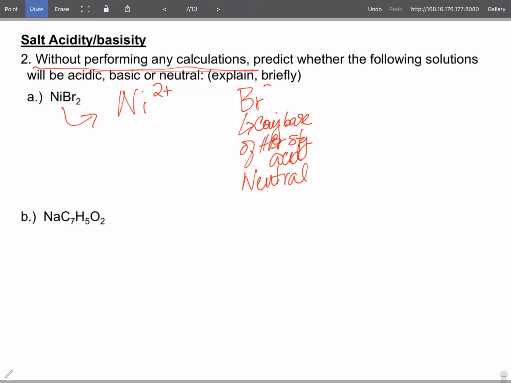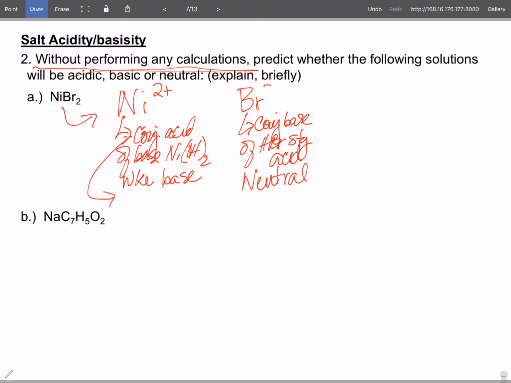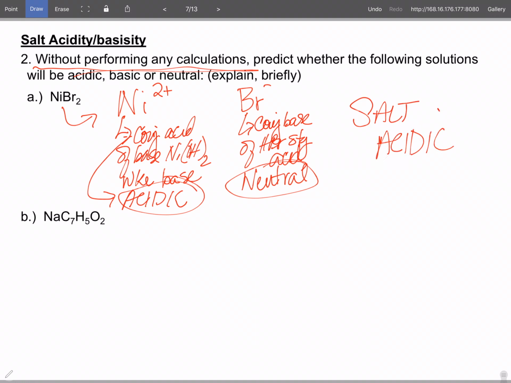Okay, so it's useful. That means this one has to be the conjugate acid of a base. What base? Well, when in doubt, slap on hydroxides if it's basic. If it's acidic, then you slap on protons. So we know that this is a weak base. So the conjugate acid would be acidic. So if we look at acidic plus neutral, this salt will be acidic. And that's really all you have to do.